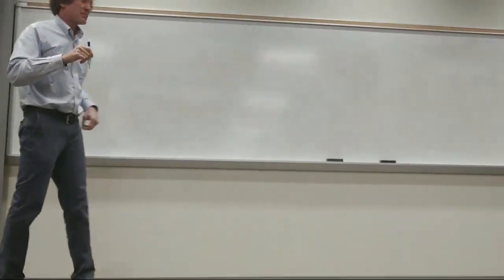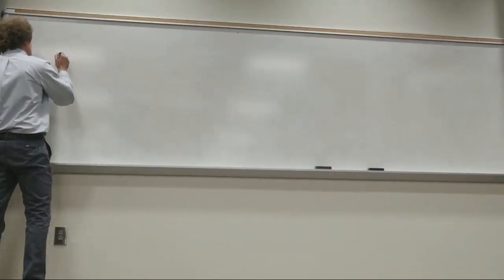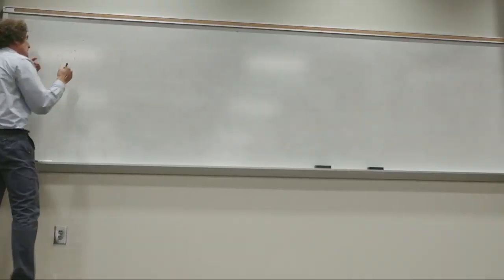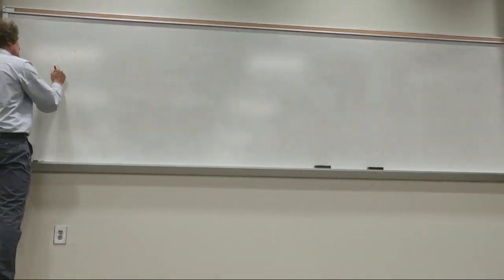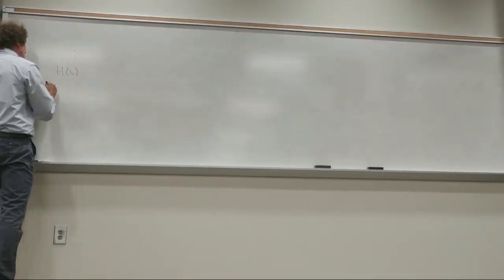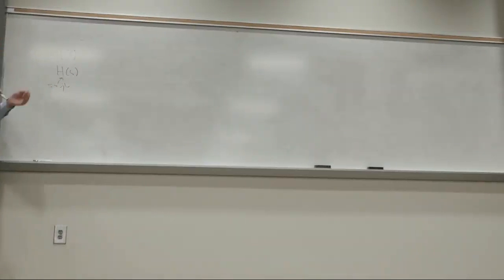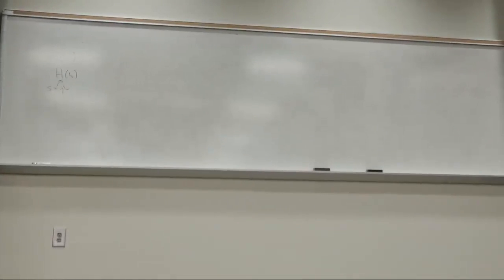And the key thing, of course, is that I'm just going to review this before I start today's lecture. If you have an H of s, and likewise, that means you have an H of omega by letting simply s become j omega here.